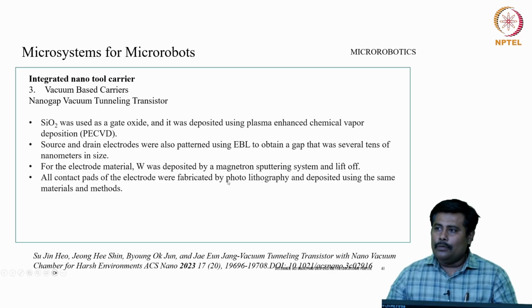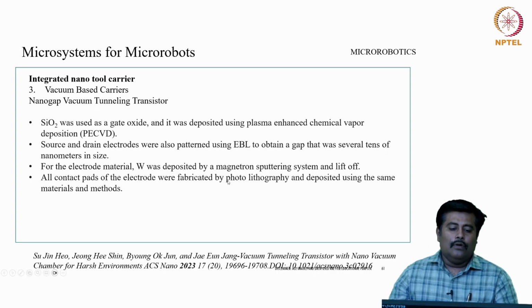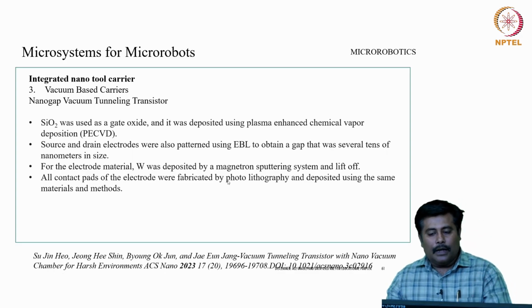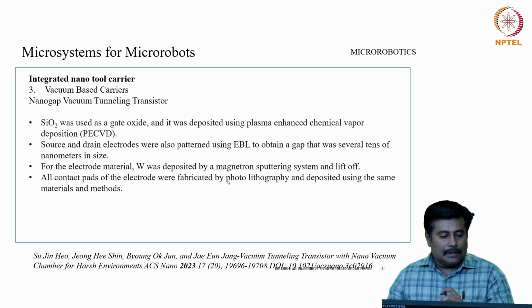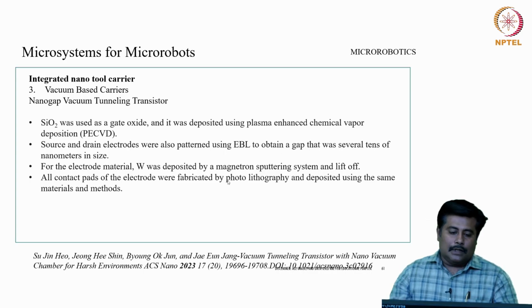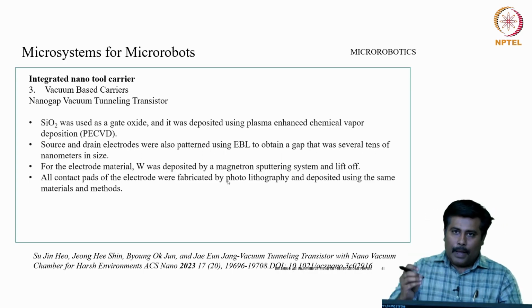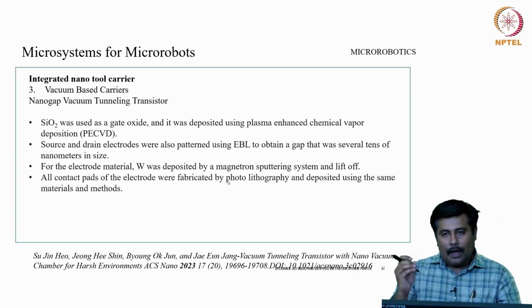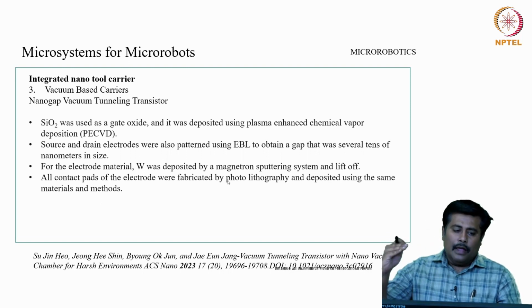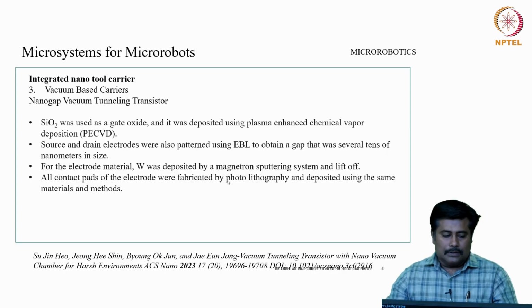And then there is going to be a source and a drain electrode. We are also patterned using this EBL. It is used to obtain a gap that was several tens of nanometer in size. So, for the electrode material, W, that is tungsten, was deposited by a magnetron sputtering system and then appropriate lift off, so that you can fabricate a kind of a layered structure on this particular system.